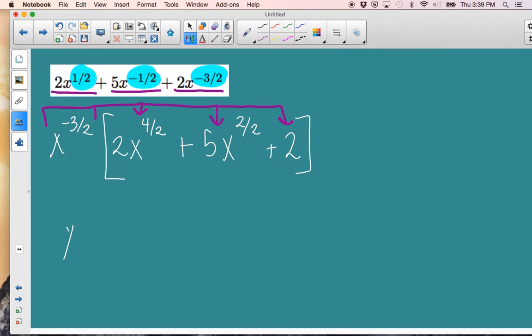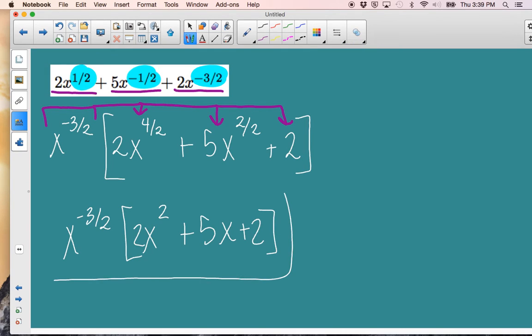All right. So it's x to the -3/2 times 2x squared plus 5x plus 2. And that would be your final answer with just the GCF factored out.